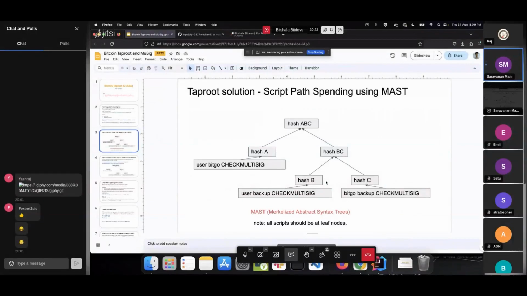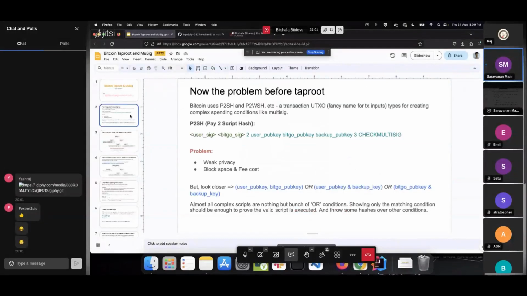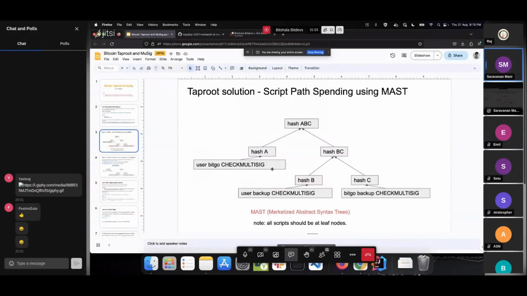So whatever Raj was just explaining, every leaf will contain the combinations, the conditions that can be made successful. So the same: user and BitGo, user backup, and BitGo backup. All of them are just scripts, and we can take a hash of each. Then if we have two different hashes, we can combine these two hashes, and finally everything will end up with the final root hash. Another kind of Merkleized tree approach. That's what we are looking at here. Nothing special. Whatever we just discussed, here we are doing as a tree approach.